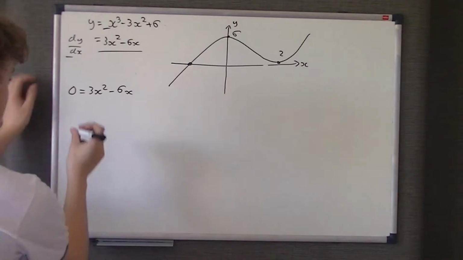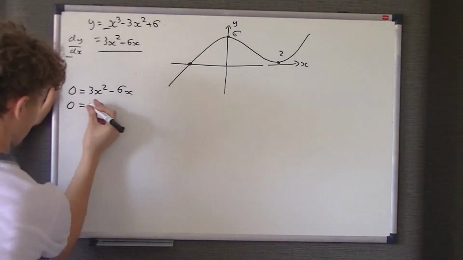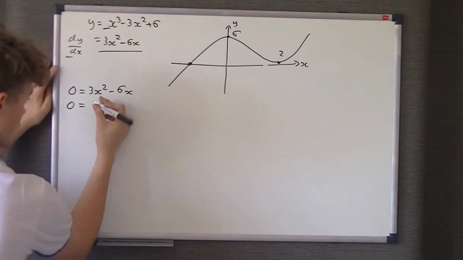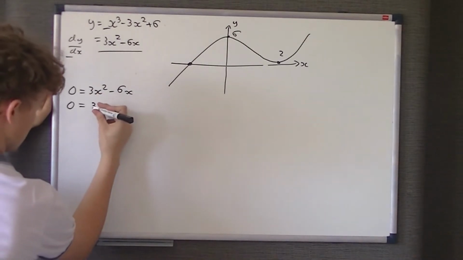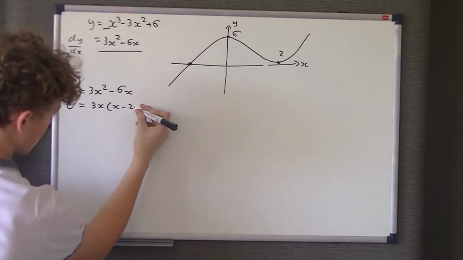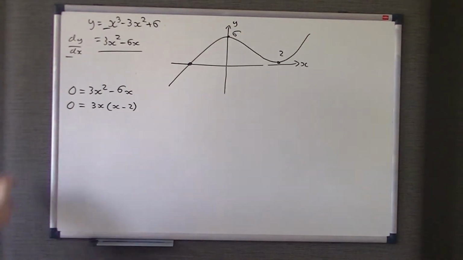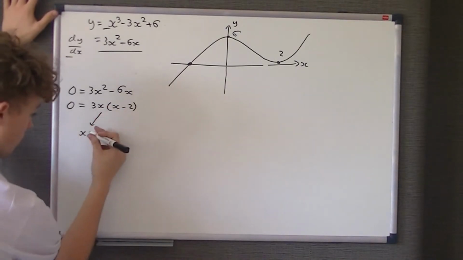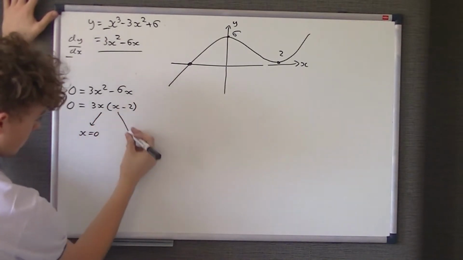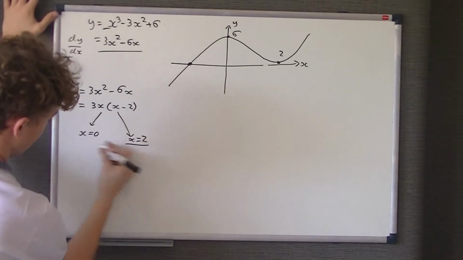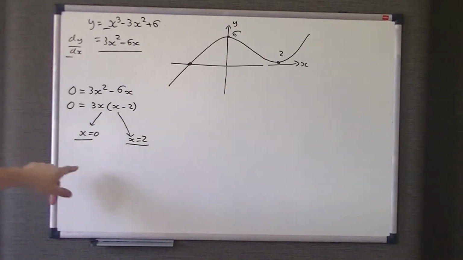We can factorise this. Because there's no plus 3 at the end, we can essentially just take 3x out as a common factor. 3x, x take 2. So that means x is going to be 0 for the 3x, or x is going to be 2 in the brackets. So there are two values of x, and they're the two turning point coordinates for x.